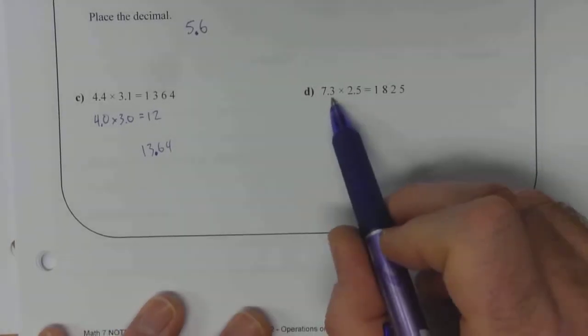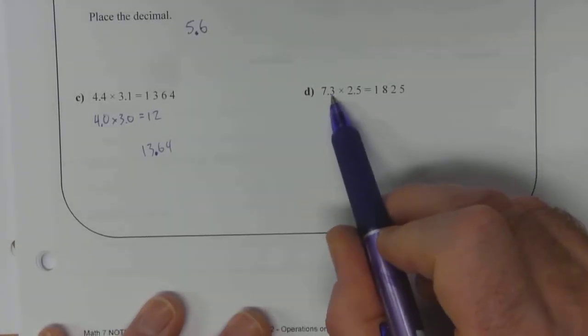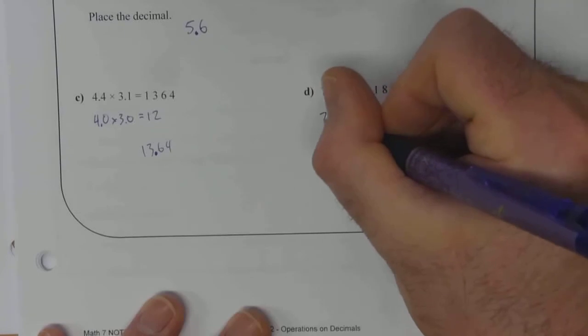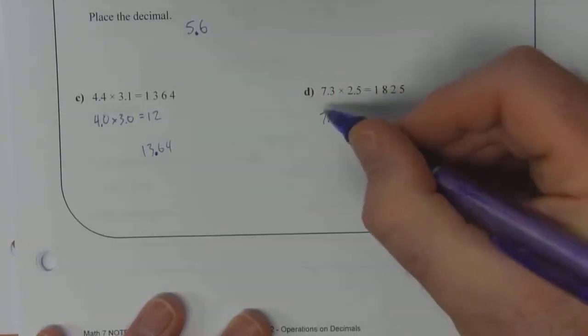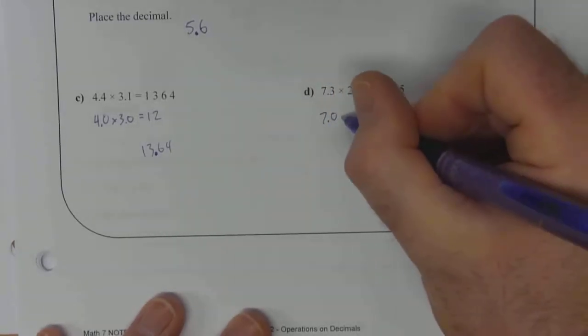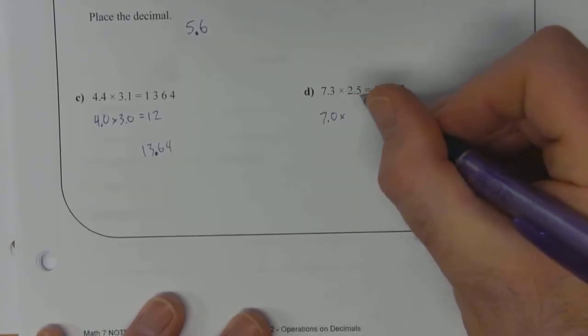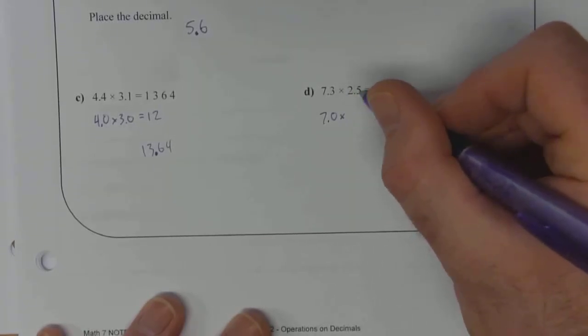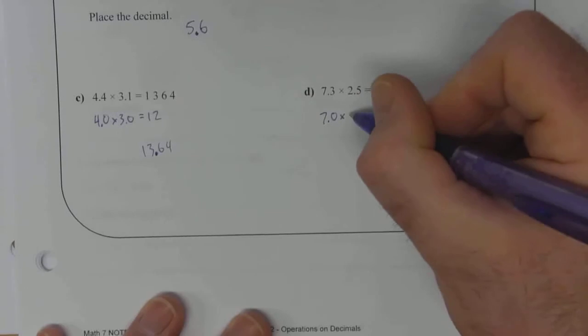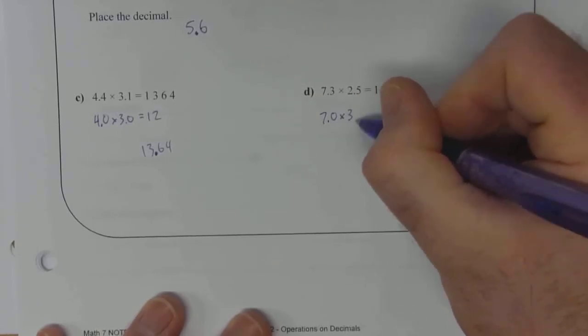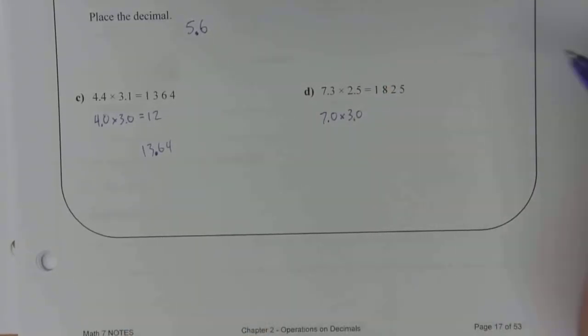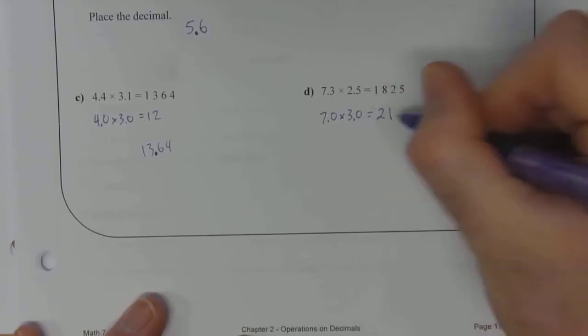Last one, 7.3, second digit's a 3, so the 7 is going to hold, the 3 becomes a 0, that becomes 7 as an estimate. Multiplying by 2.5, second digit is 5, that's 5 or higher, so I'm going to change this 2 to a 3, and then the 5 becomes 0. So 7 times 3 is 21.